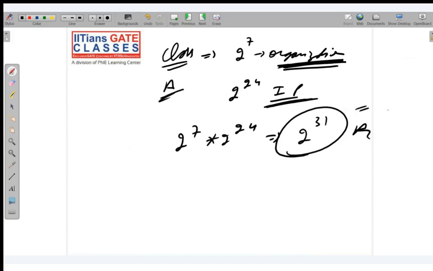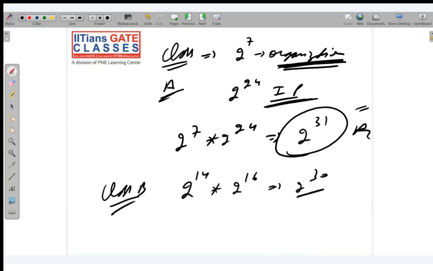And for class B, do the mathematics. Class B, to how many organizations? 2 power 14 different organizations, because first two were reserved. Each organization can have 2 power 16 IP addresses. This comes out to be 2 power 30. That is what exactly we have done.